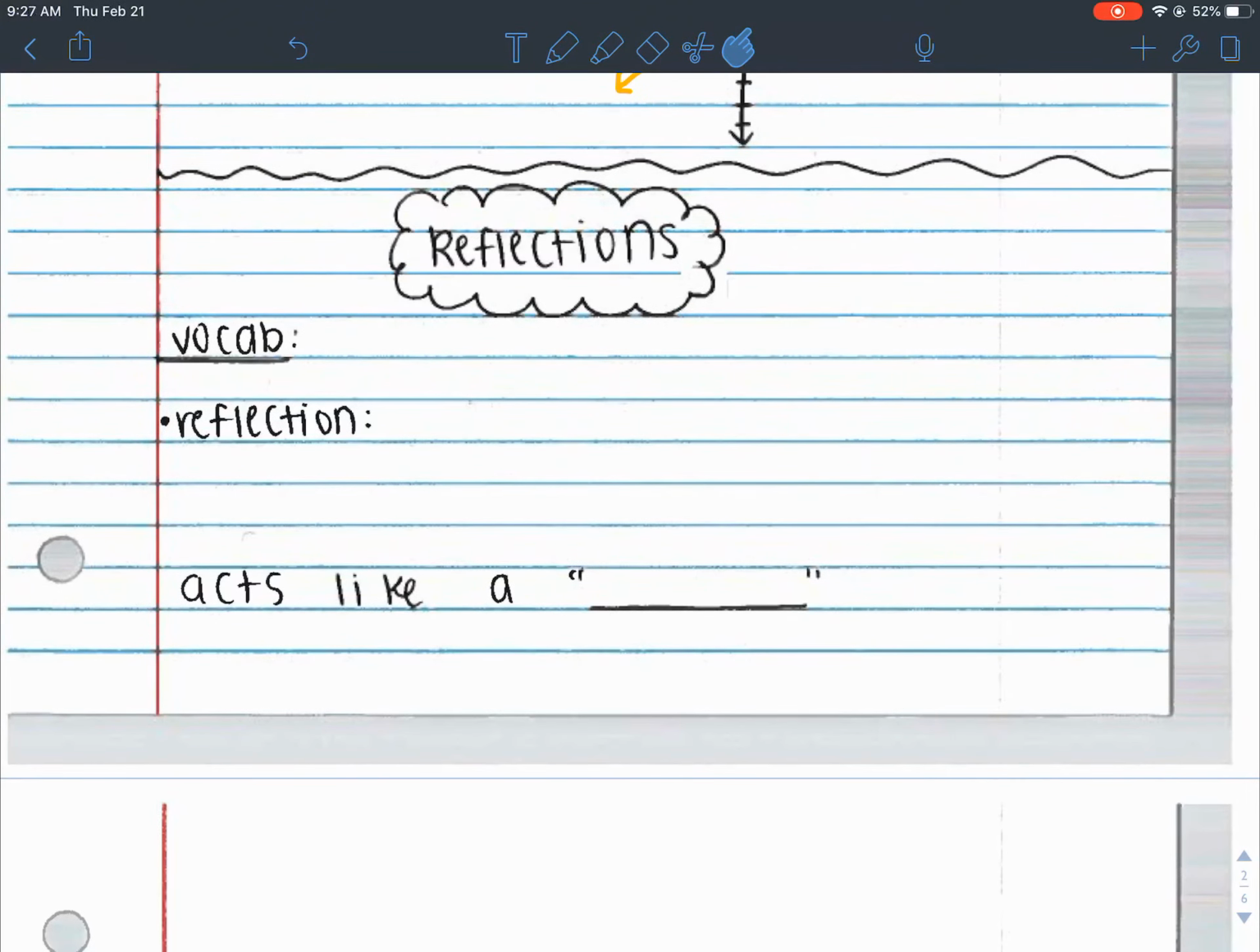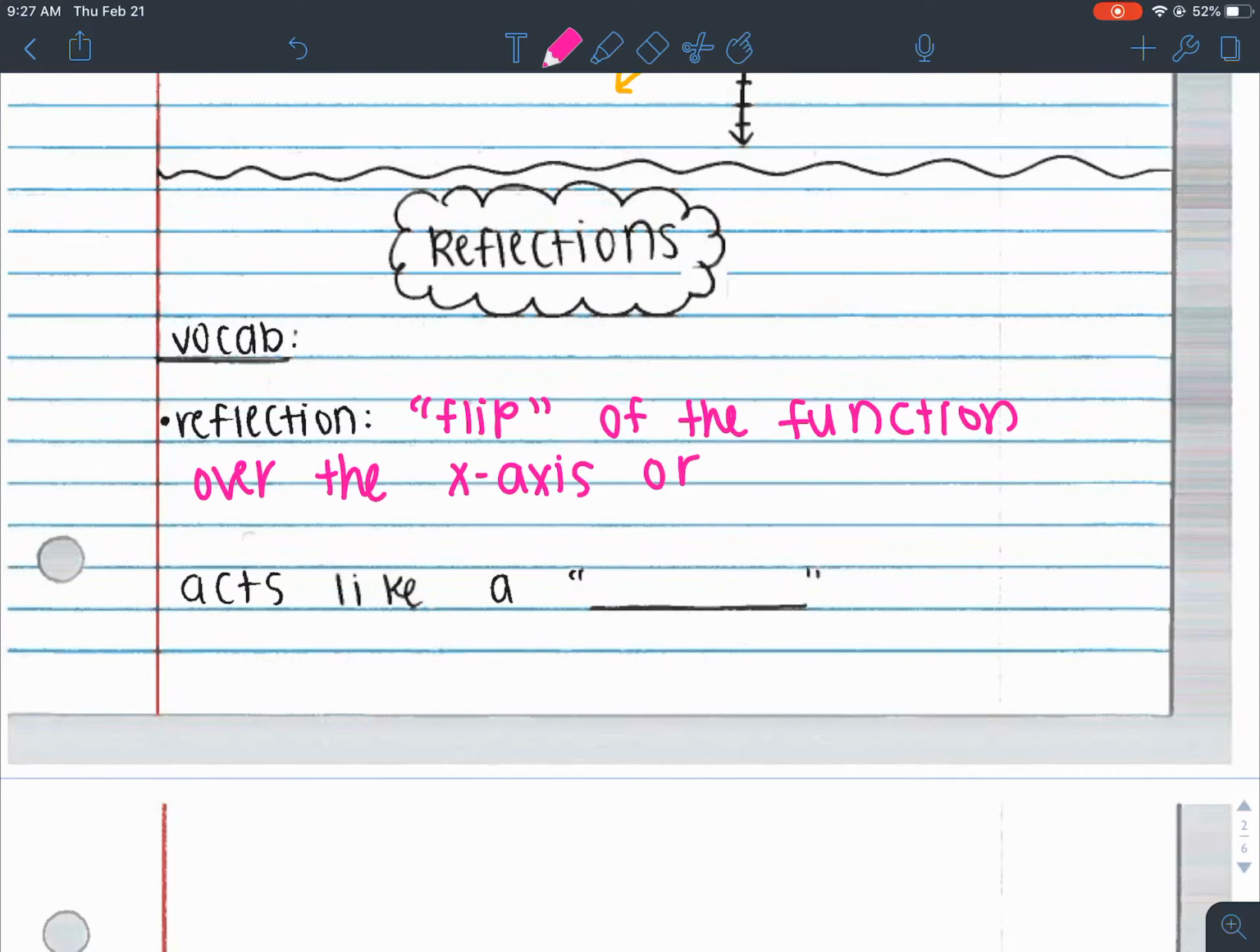The next one we're going to do is reflections. That's the second type of transformation we'll see. And a reflection is basically a flip of the function over the x-axis or y-axis. In Algebra 1, you're only going to see it flip over the x-axis or y-axis. When you get to Algebra 2, you'll see a little bit more. But basically, your reflection is acting like a mirror. It's going to be like a mirror image of itself just flipped over.